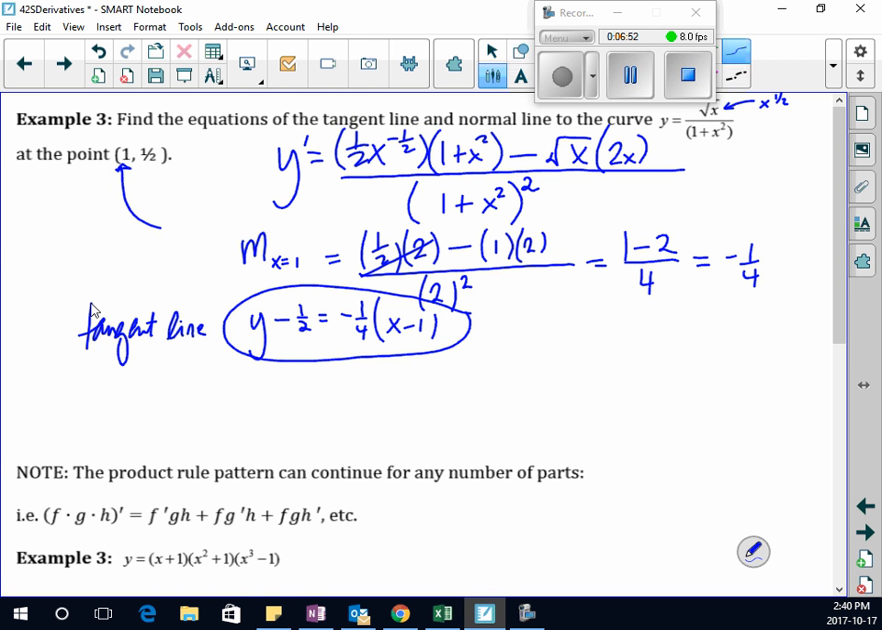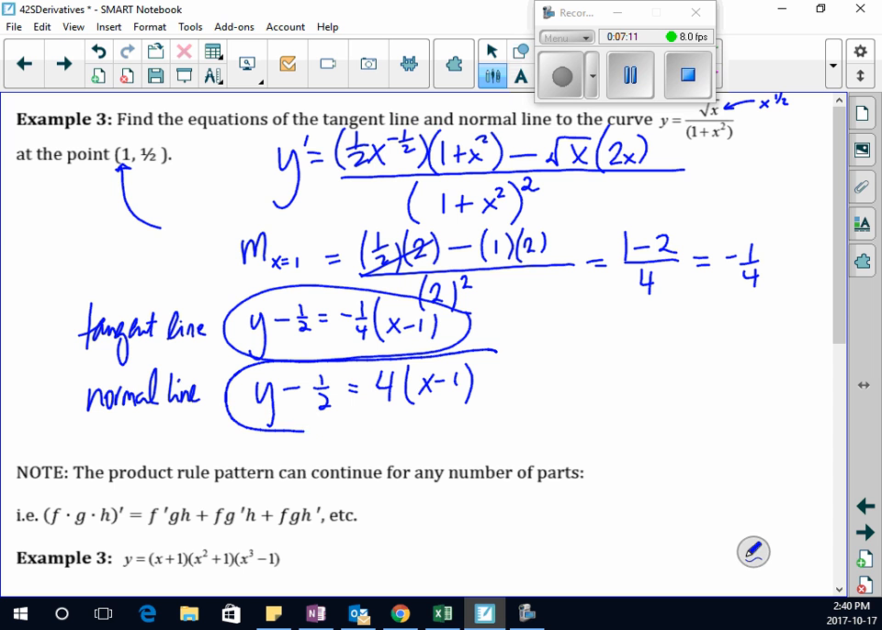So what do we do with the normal line? That's the perpendicular slope, so still going to be y minus a half, but instead of negative a quarter, it's going to be 4, x minus 1. Done.